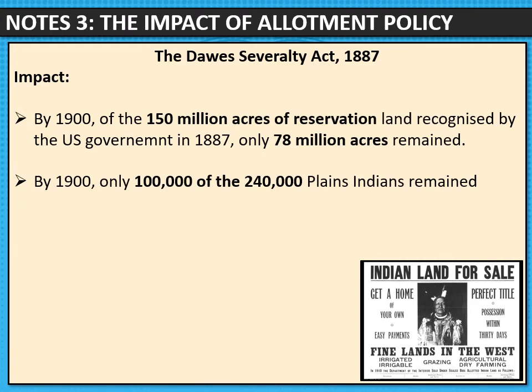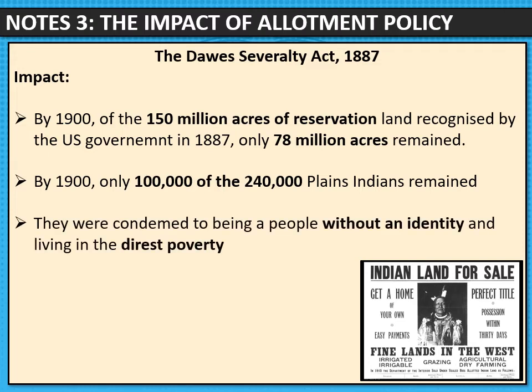Not just due to the Dawes Act, but due to Native American policy in general, approximately only 100,000 of the 240,000 Plains Indians actually remained. What we mean by that is they died. Therefore, we can say this: Native Americans, and particularly Plains Indians, were condemned to being a people without an identity and a people who were living in the direst poverty.